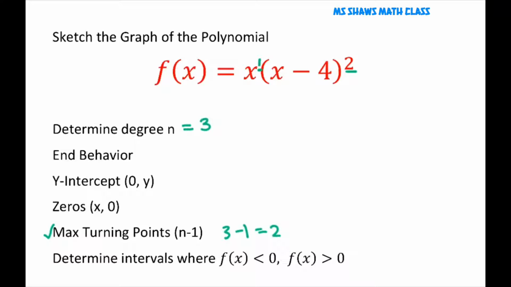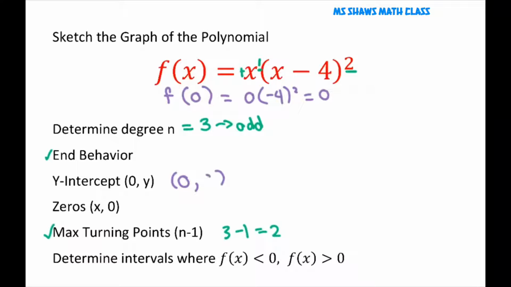And our end behavior, we're going to do in just a minute. Just know that my lead coefficient's positive, and the degree is an odd number. And we'll talk about that in a minute. Now your y-intercept is when x is 0. So plug in x as 0. And that gives you 0.